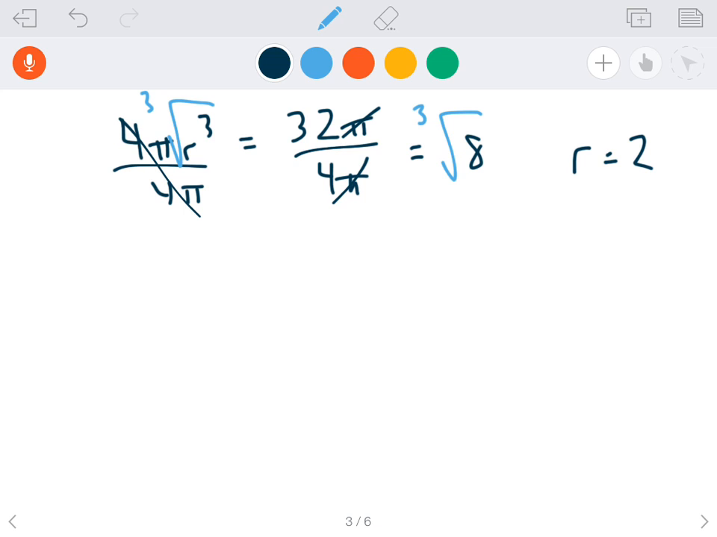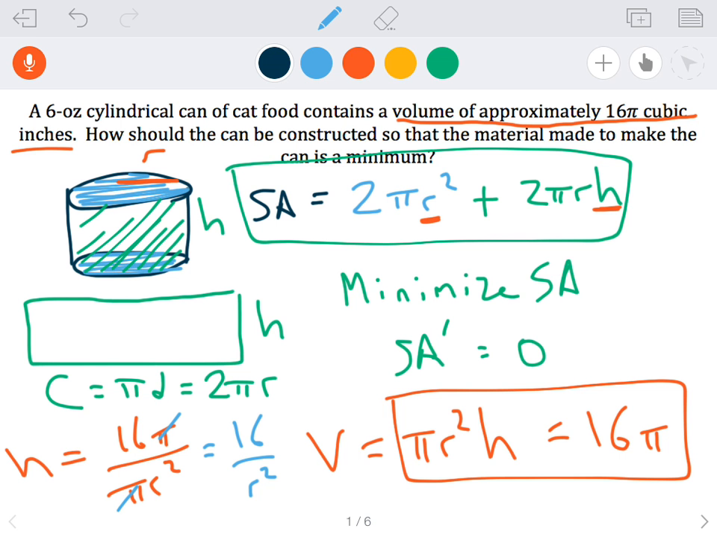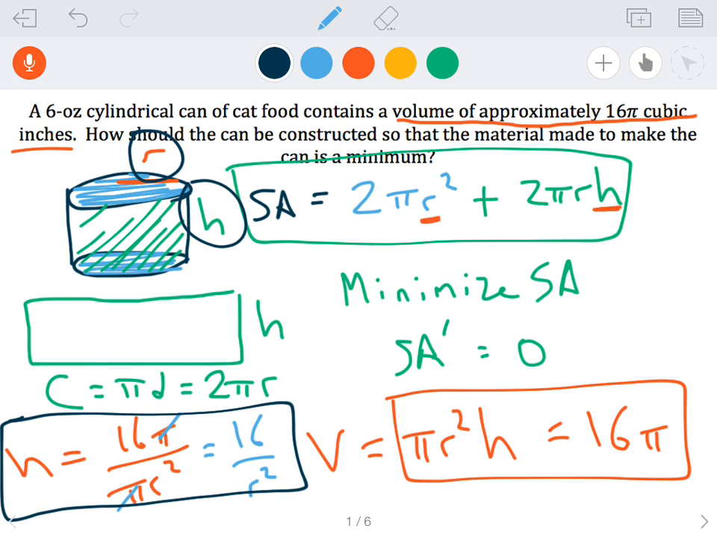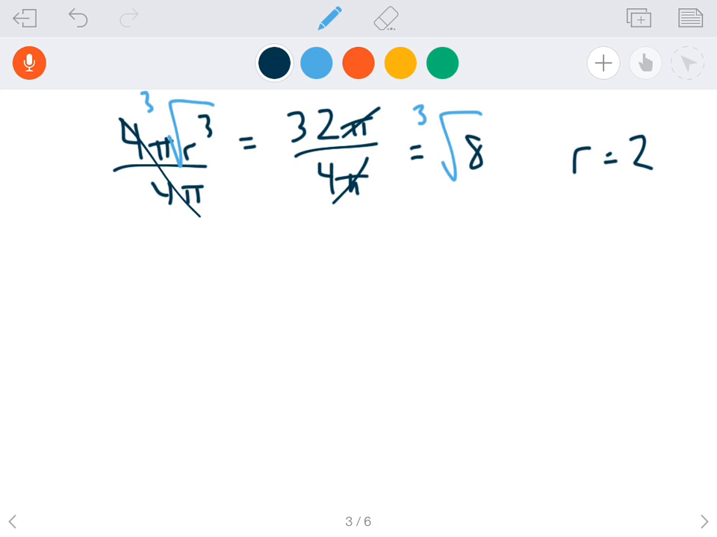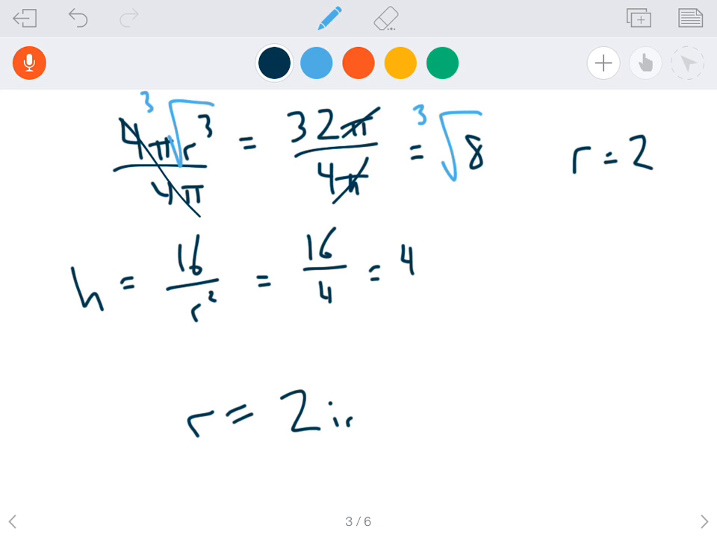And so I need to go back and reread the question and make sure I actually answer the question. It says, how should the can be constructed? And so I think it would be a good answer to give them a radius and to give them a height with which to construct this can. So I have the radius, and then I had this equation for the height. So the height is 16 over r squared. If I have an r value of 2, then that's 16 over 4, which is 4. So I think a good final answer would be to say use a radius of 2 inches and a height of 4 inches.